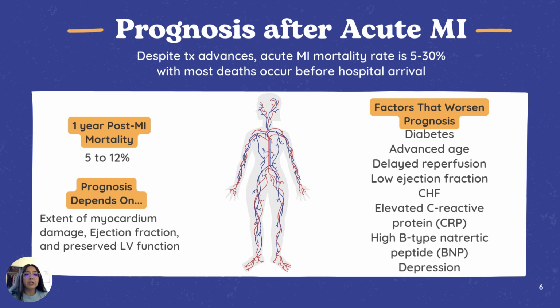And then 1 year post MI mortality is still at about 5 to 12%, and this can usually be due to other comorbidities such as diabetes, advanced age, delayed reperfusion of the heart, low ejection fraction, so the amount of blood being ejected from the left ventricle is a lot lower, congestive heart failure, elevated C reactive protein, a high B type natriuretic peptide, and also depression.